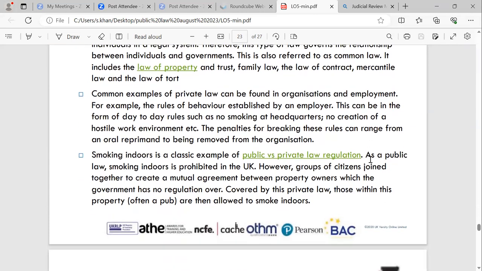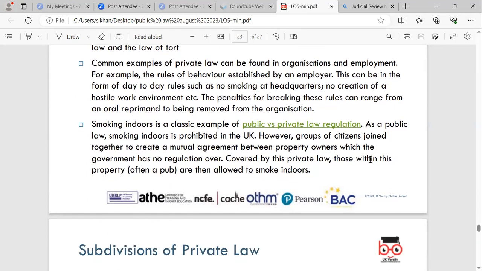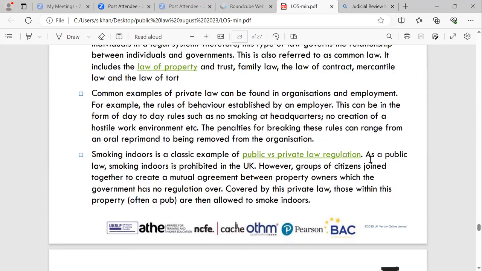Smoking indoors is a classic example of public against private regulations. As a public law, smoking indoors is prohibited in the UK. However, groups of citizens join together to create a mutual agreement between property owners, which the government has no regulation over, covered by this private law. Those within this property, often a pub, are then allowed to smoke indoors.